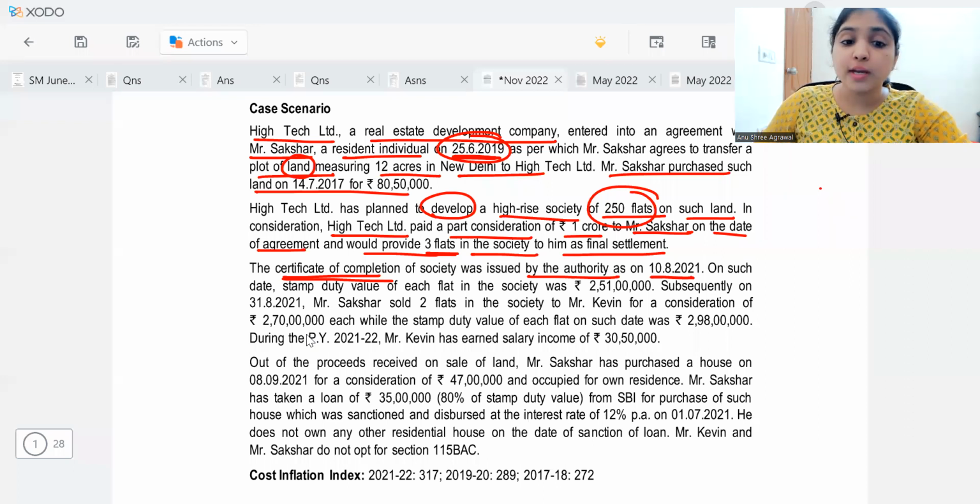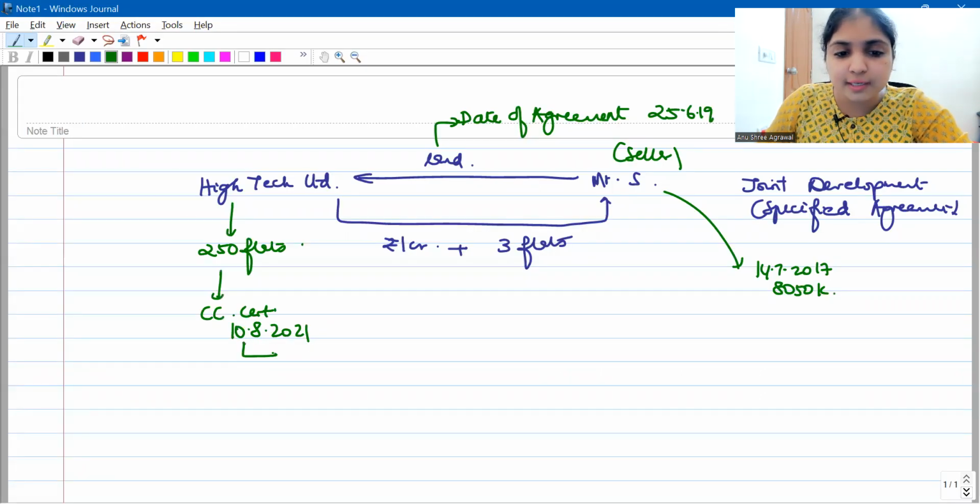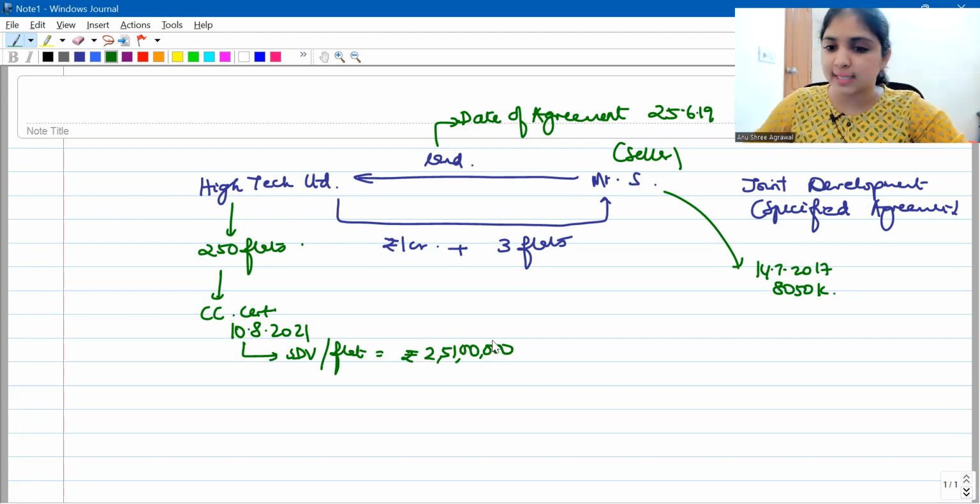Then what else? On such date, on 10th August 2021, the stamp duty value of each flat in the society was 2 crore 51 lakhs. So on this date, the stamp duty value per flat is rupees 2 crore 51 lakhs. Okay. Then what else are they telling us?